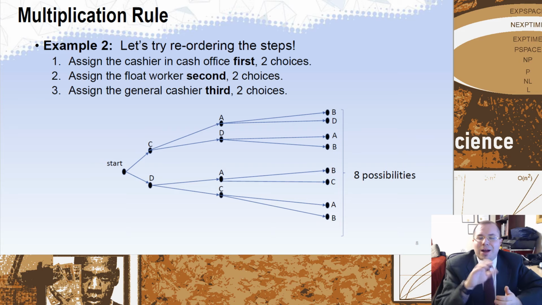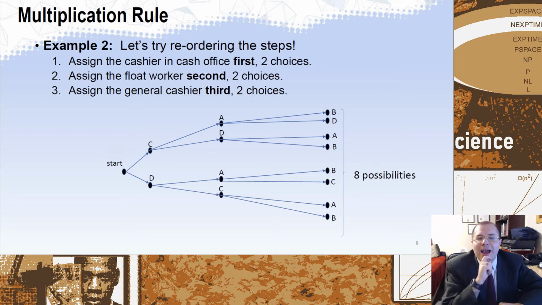So if I look at my possibility tree, I'll call it a possibility tree at this stage because it lists out all the possibilities, right? So you'll notice that I have C or D after step 1. So just follow with your finger if you need to. So right now I'm sitting on C after start. Notice that after this I have to assign the float worker.